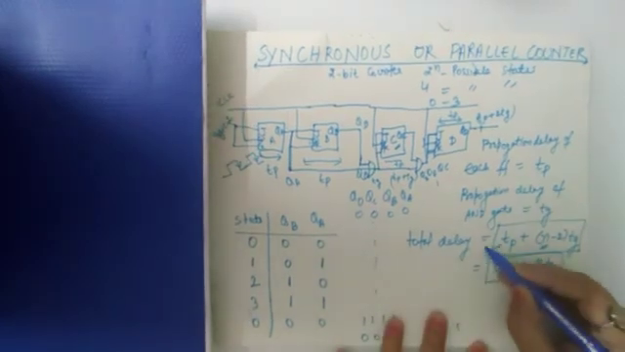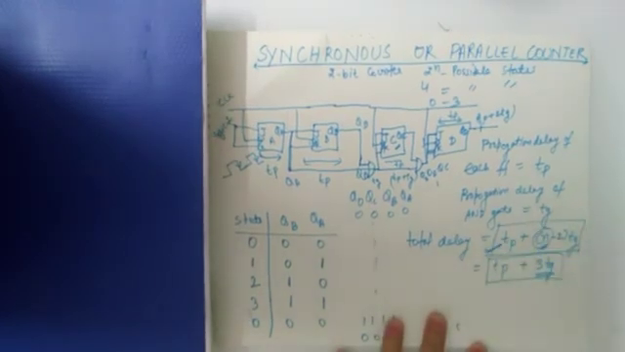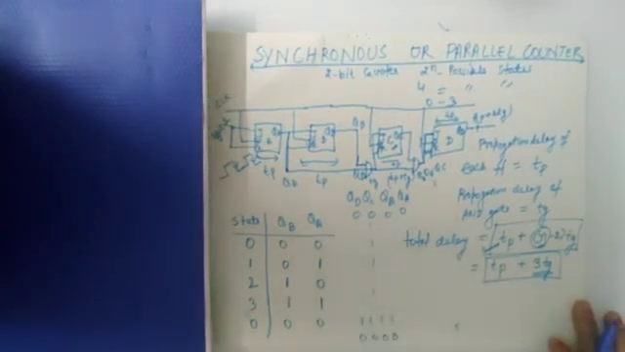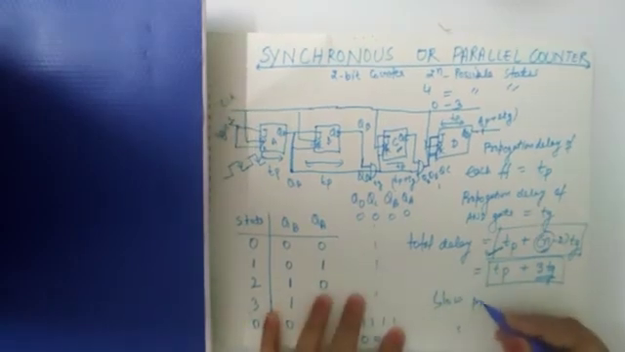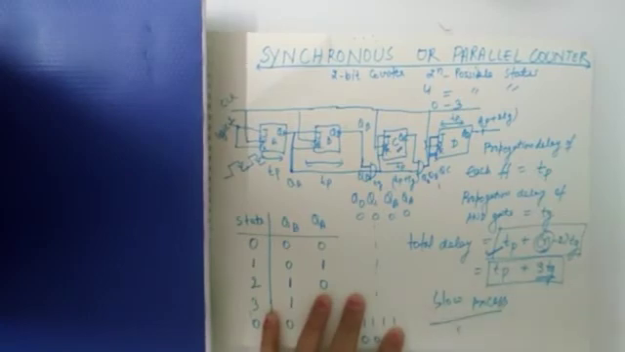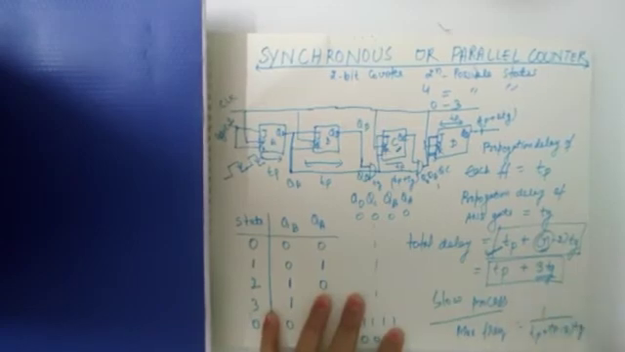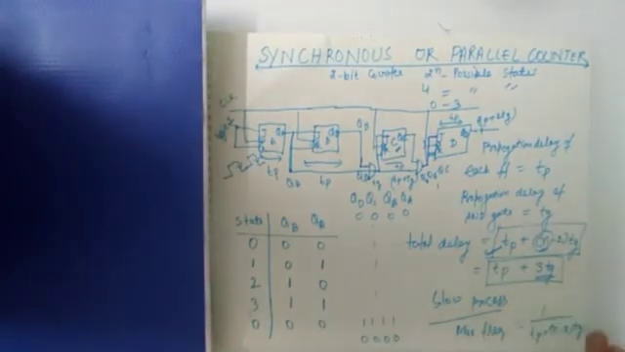Propagation delay continuously increases. It depends upon the number n. If n increases, propagation delay increases. It means the process will be slow. The counter will produce the output very slowly. So this is a slow process. So the maximum frequency will be 1 upon TP plus (n minus 2) TG. So the maximum frequency decreases.